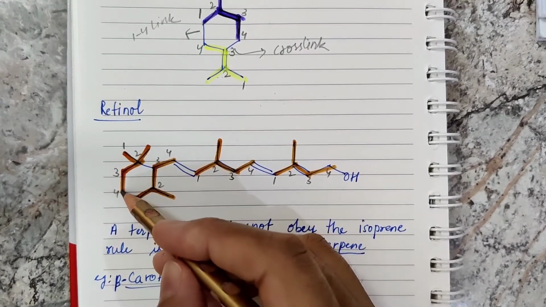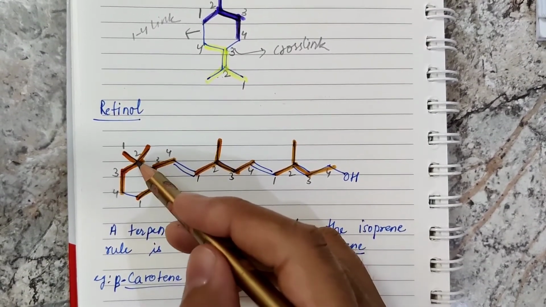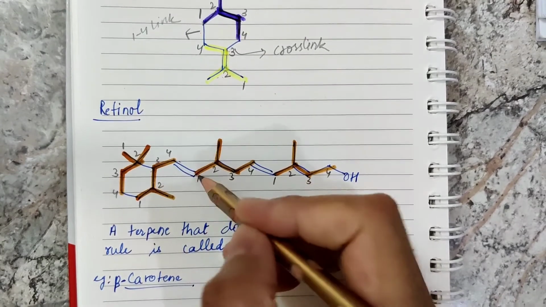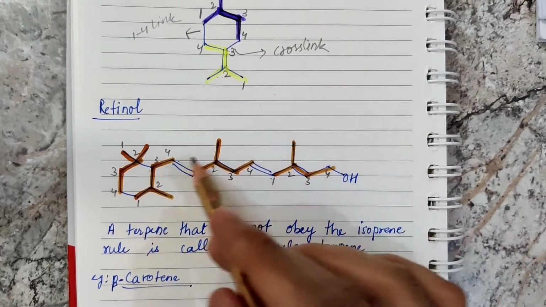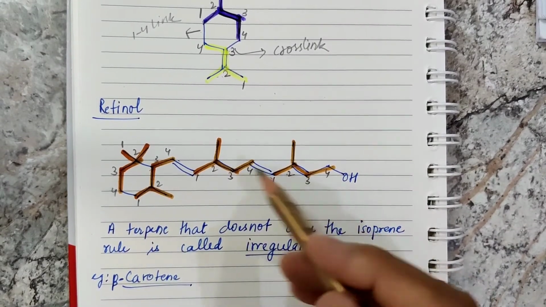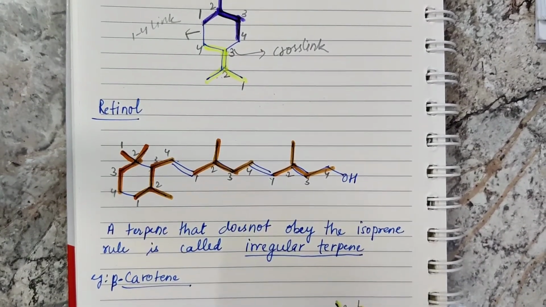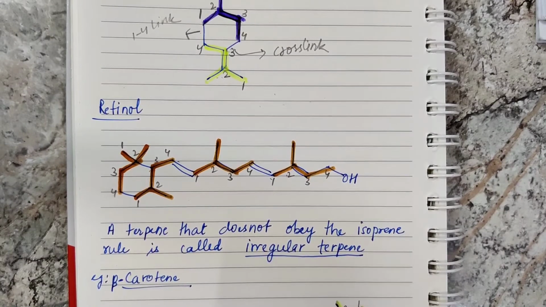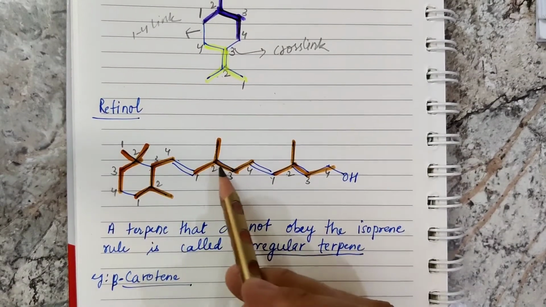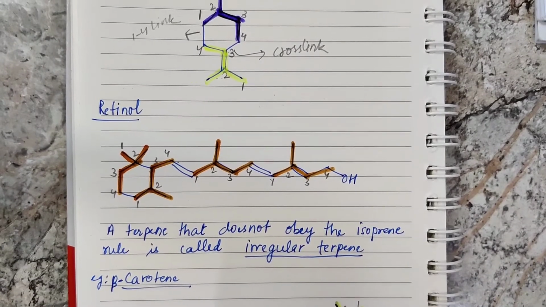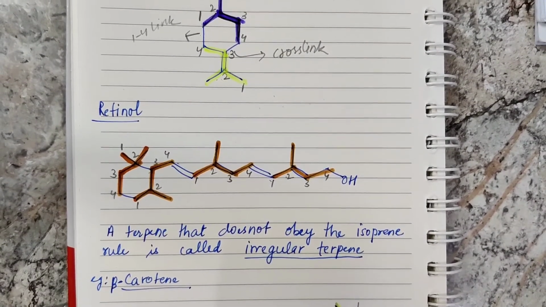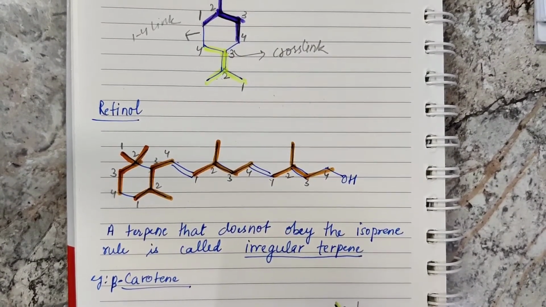Here we have a 1-4 linkage. This is a cross linkage. Again 1-4 linkage. Again here 1-4 linkage. So we have three 1-4 linkages and one cross link. So retinol also follows the isoprene rule. But there are some other terpenes that do not obey the isoprene rule. So they are called irregular terpenes.